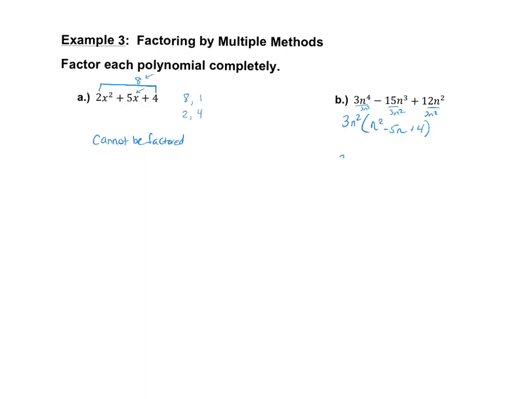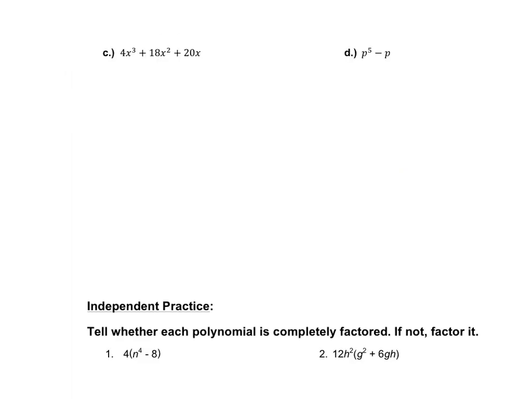So I have a basic trinomial where a is 1, so I need two things that multiply to 4 and add to negative 5. So I could do 4 and 1 or negative 1 and negative 4, so that's what's going to add to negative 5. And I don't have any squares in there, so I know I'm not going to have any difference of squares.